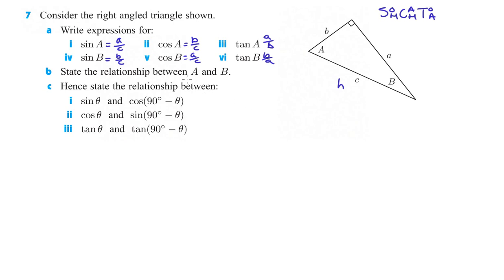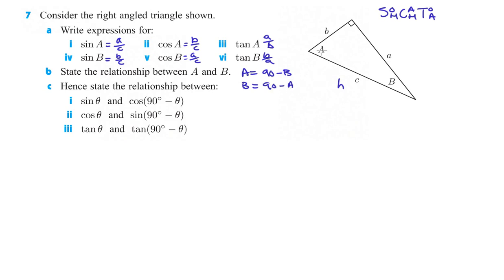State the relationship between A and B. Okay, so a relationship between A and B, we can write this as A is going to equal, because we know that A and B have to share the remaining 90 degrees that are left in this triangle. So A is going to equal 90 degrees minus whatever B is. Or we could say that B is going to equal 90 degrees minus whatever A is.